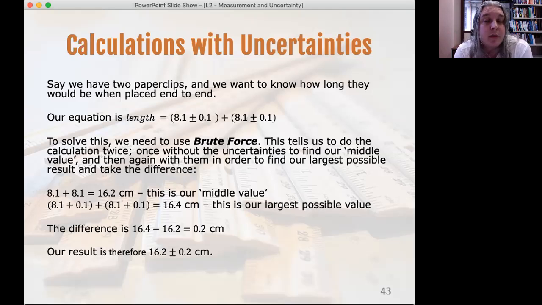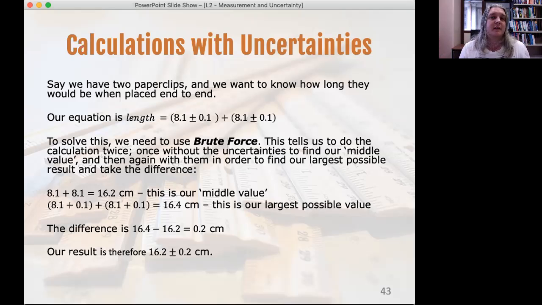In this case, 8.1 plus 8.1, which is 16.2 centimeters. And that makes perfect sense. If the central value of your initial measurement was 8.1 and you double it, you'd expect the central to be 16.2. The next step of brute force is just to think about how big you can possibly make your answer. Remember that we said it was 8.1, but it could be 0.1 bigger or smaller. So it could actually be as big as 8.2. And then the second paperclip could also be as big as 8.2. And if they were both right at that biggest end of that range, then our result would be 16.4 centimeters. And that's our largest possible value.